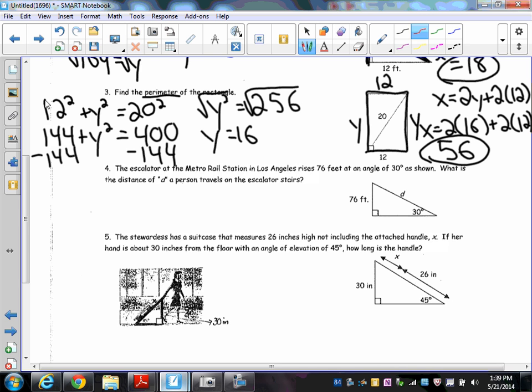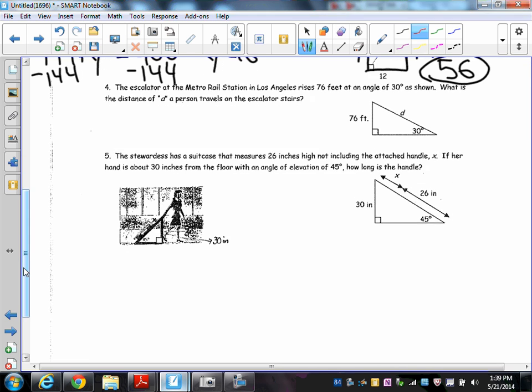So let's take a look at number 4. It says the escalator at the Metro Rail station in Los Angeles rises 76 feet at an angle of 30 degrees as shown. What is the distance d a person travels on the escalator stairs? So I don't even really need to read this. I just need to solve for d.